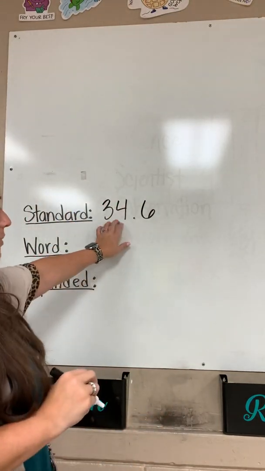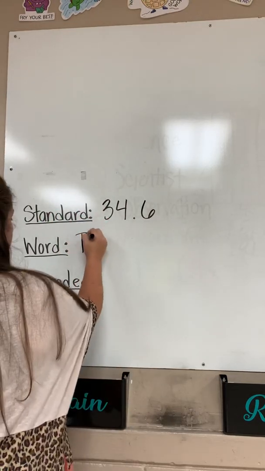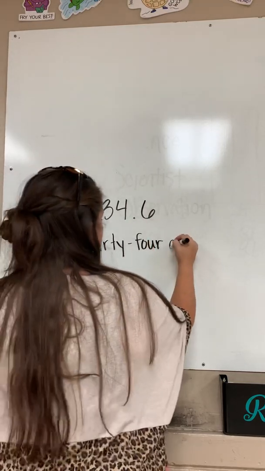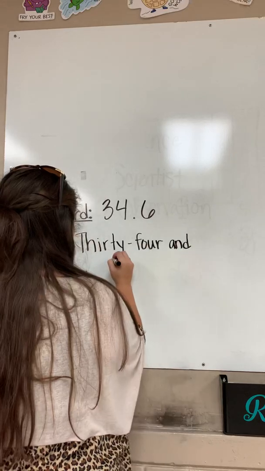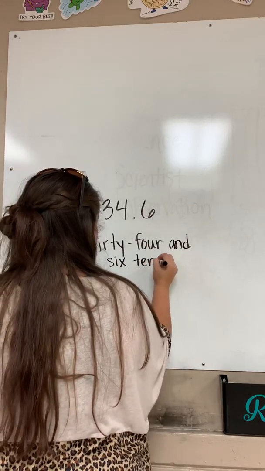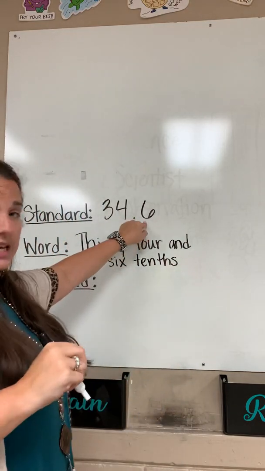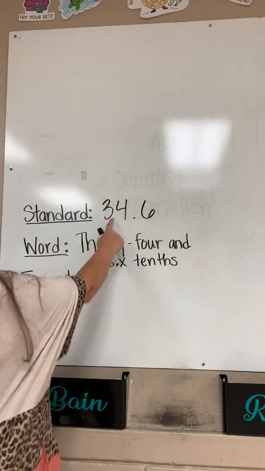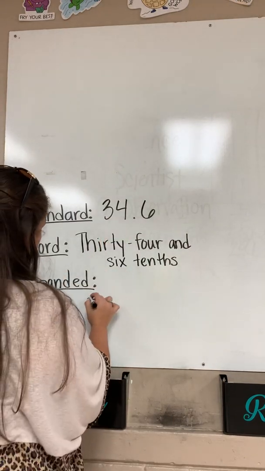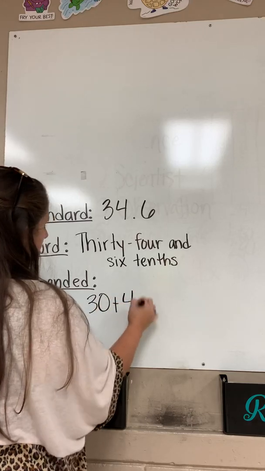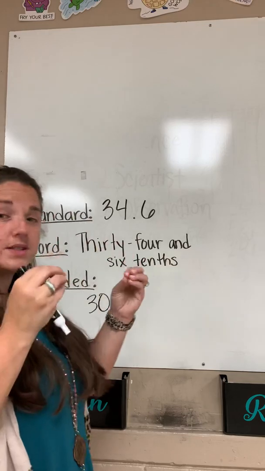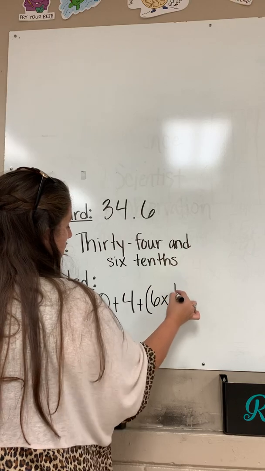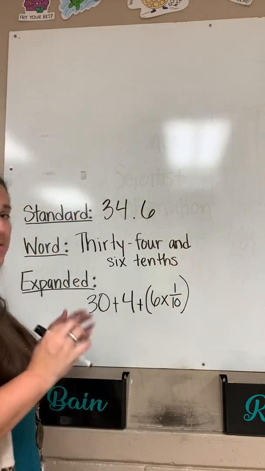So in word form, we're just gonna write it out normal. So we're gonna write 34 and, I don't know if y'all can see that, so I'm gonna put it right here, 6/10, because that 6 is in the 10ths place, okay? So then we're gonna come down to expanded. We're gonna do that 34 like normal expanded. So we're gonna say 30 plus 4. Remember that 6, we've gotta put the parentheses in there, okay? So we're gonna say plus parentheses 6 times 1/10. Okay, so that's how we're gonna write it.